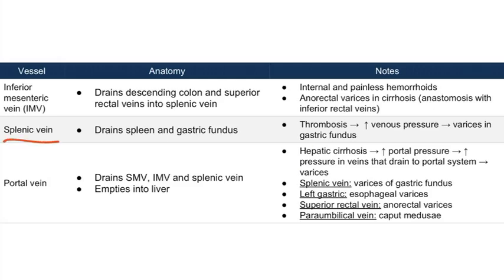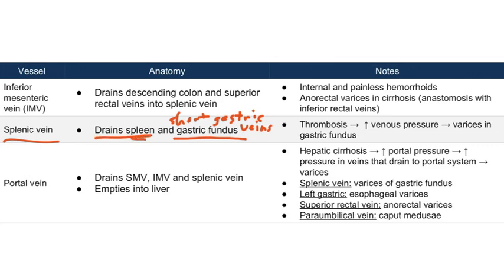Now let's talk about the splenic vein. When discussing the splenic artery, we stated how the gastric fundus is entirely dependent on the splenic artery. Now a similar principle can be found with the splenic vein, because it drains the gastric fundus. And it does this through these short gastric veins. And this makes sense. If the short gastric arteries supplied the gastric fundus, then the short gastric veins would take the blood from the gastric fundus. And of course, the splenic vein drains the spleen as well.